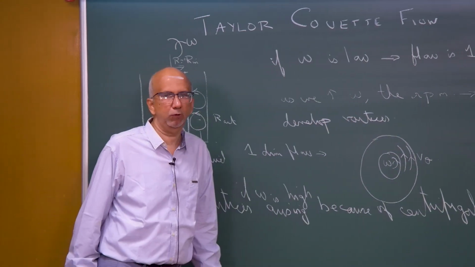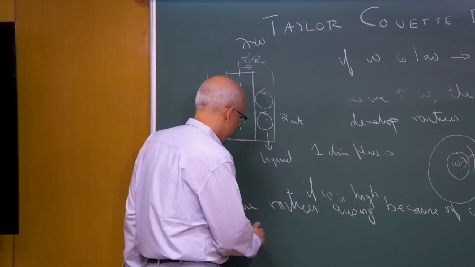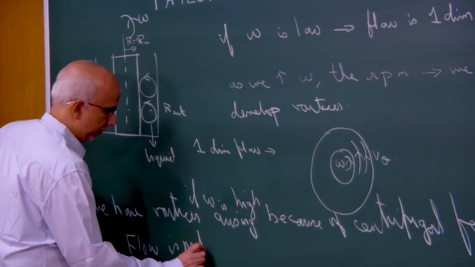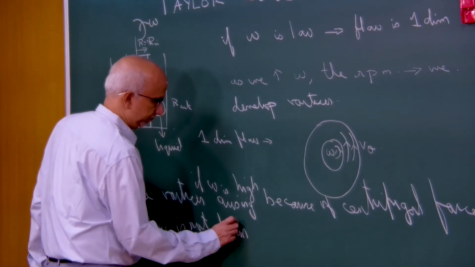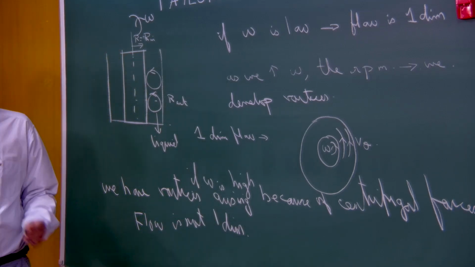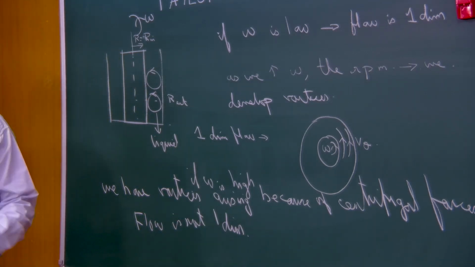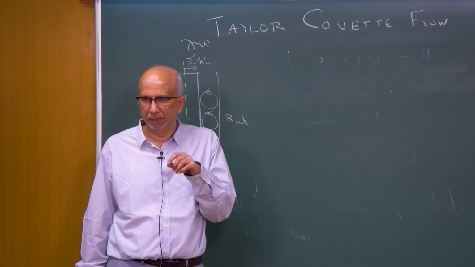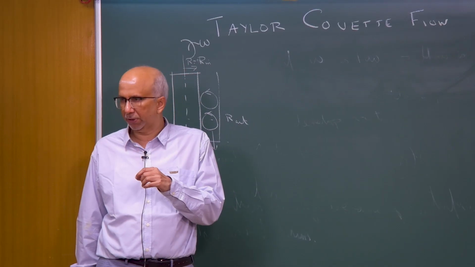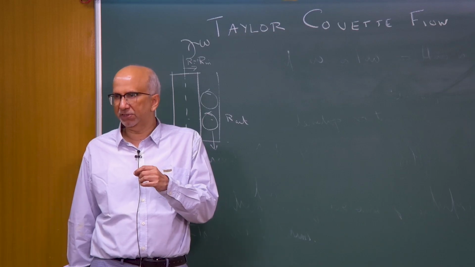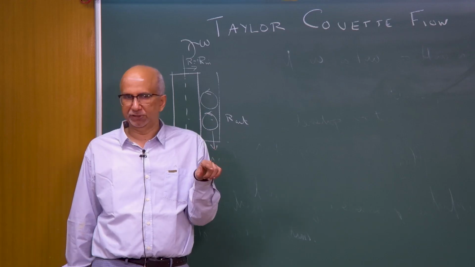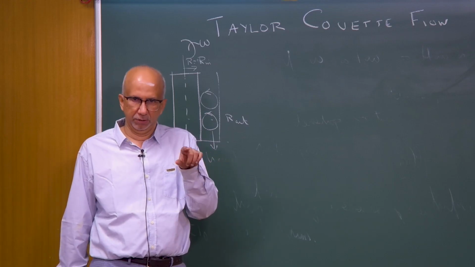Okay, and flow is not one dimensional anymore. Flow is not one dimensional. Okay, that is something which you need to know. Now, since the axis is the same for both, we will have a situation where as you go in the theta direction, there will be no change in the flow.